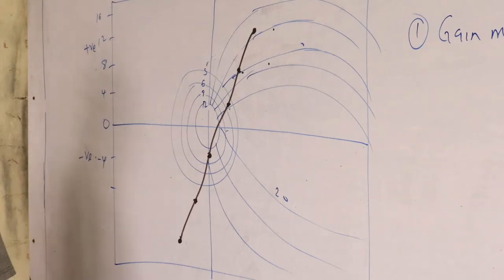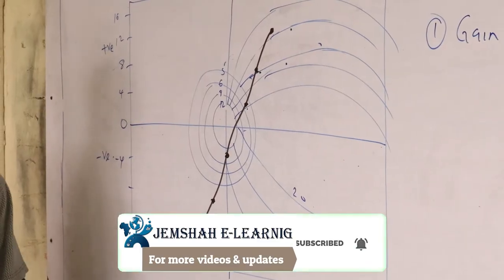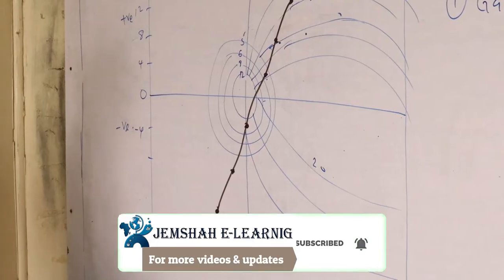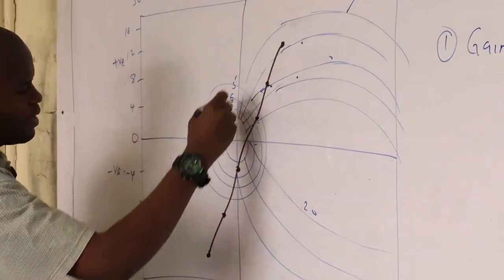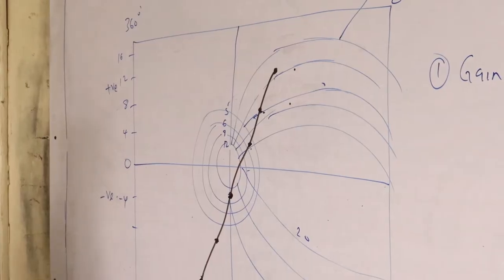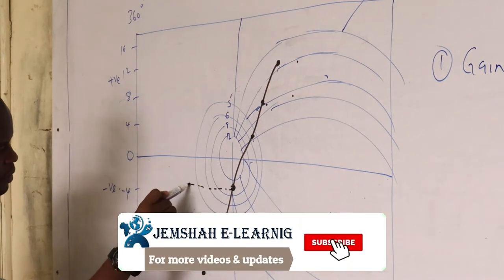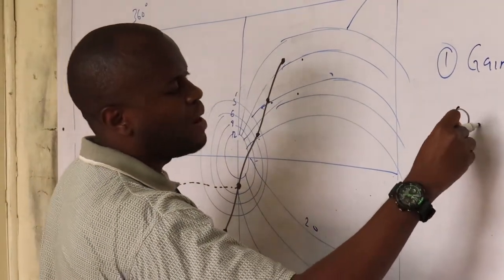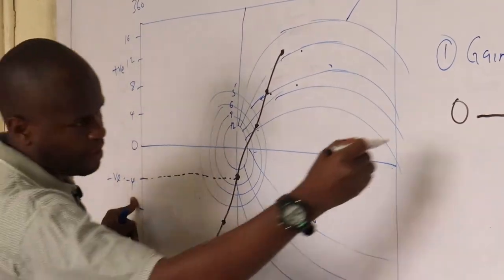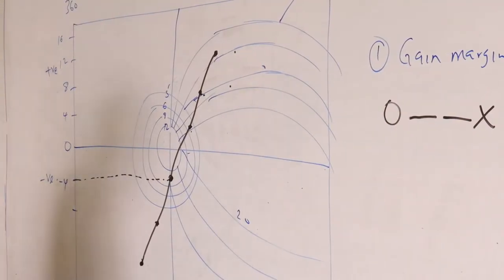Just to remind ourselves how to get the gain margin, it should be obtained by reading off the locus at 180 degrees, where it intercepts 180 degrees. So where does it intercept 180 degrees? Maybe at this point. So that is where you are going to obtain your gain margin. You come to this point and read it. Then of course, to get the gain margin, it will be 0 minus, if it is negative down here, it will be another minus x. And that will give you the gain margin. So that is how you are going to get the gain margin.